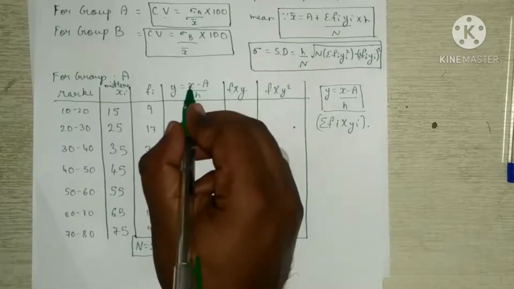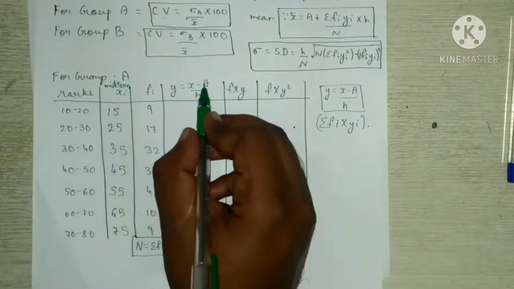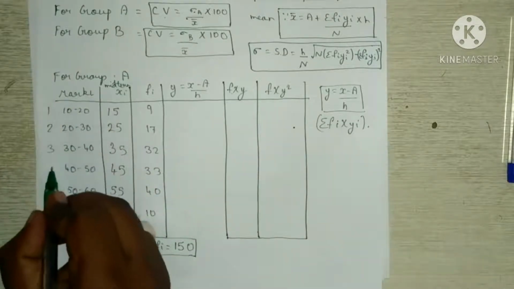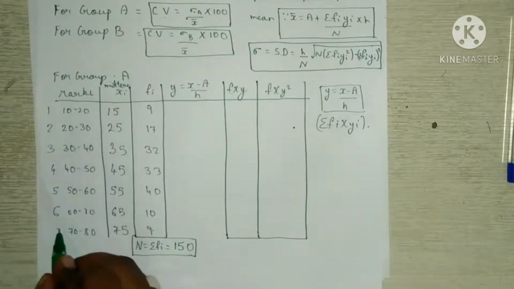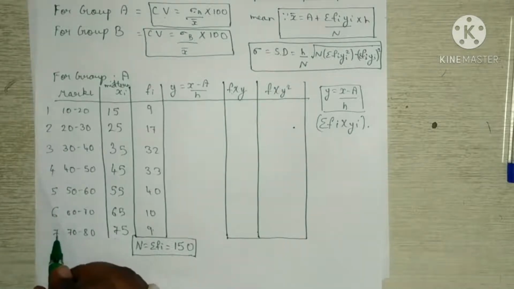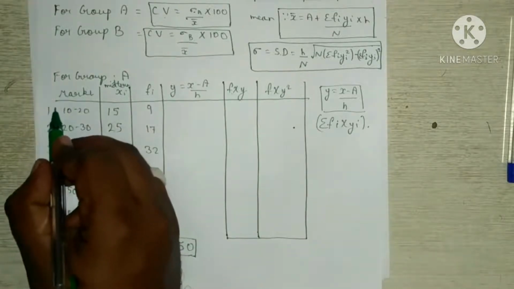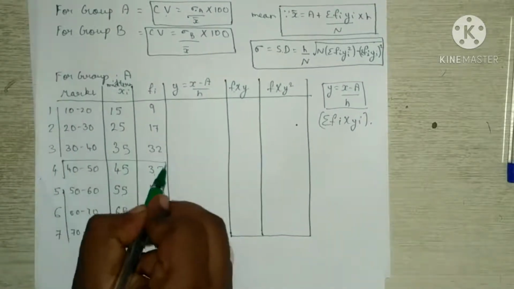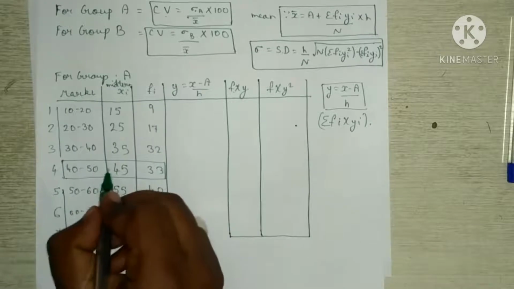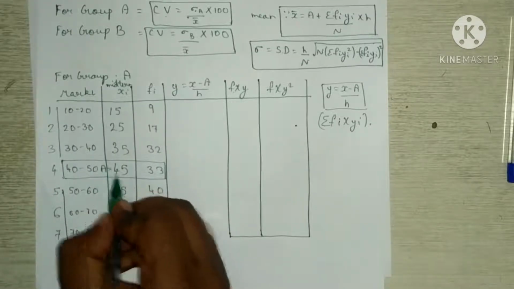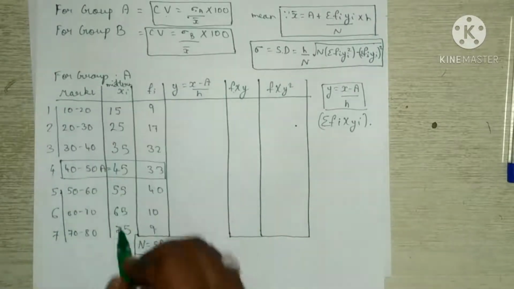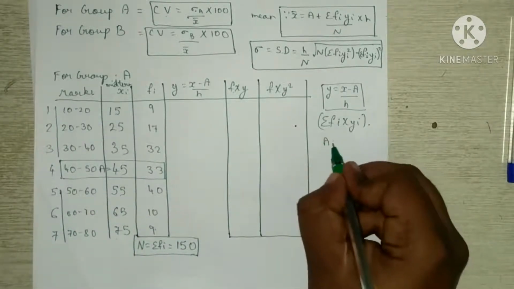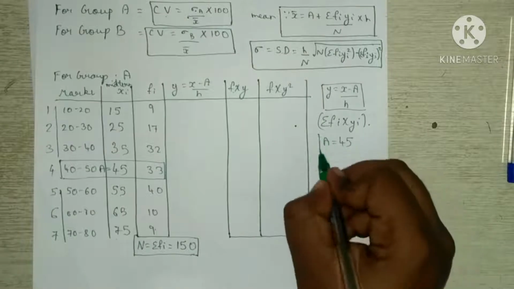Y is equal to x minus a by h. A is nothing but the median class. How many terms are there? This is 1, 2, 3, 4, 5, 6, 7. In 7, which will be the middle term? First 3 is not there, second 3 is not there, so the fourth will be the middle term. So A is equal to 45. Always you have to consider the x column. Consider A is equal to 45.